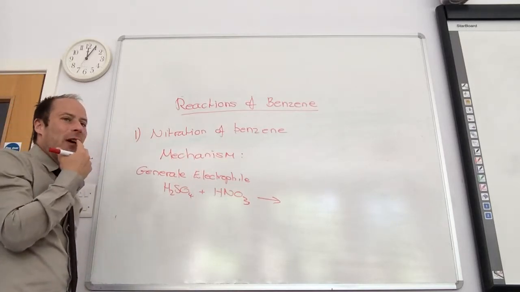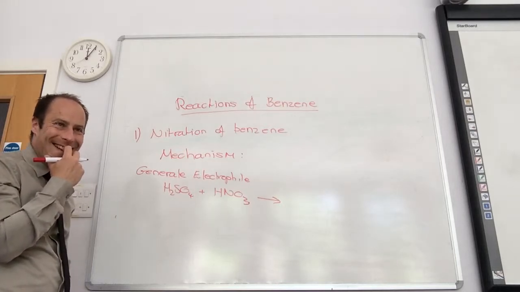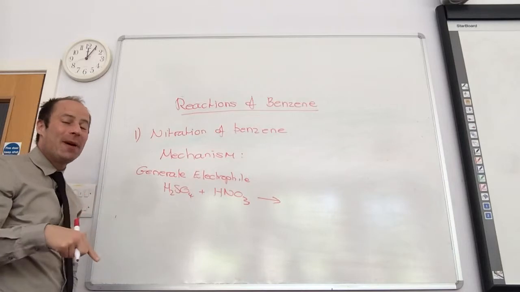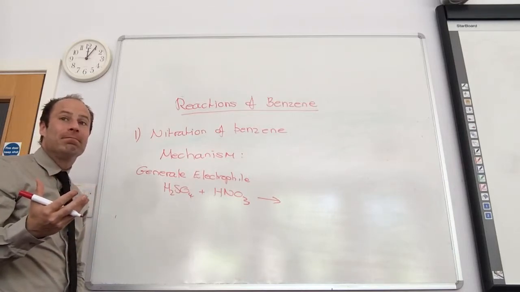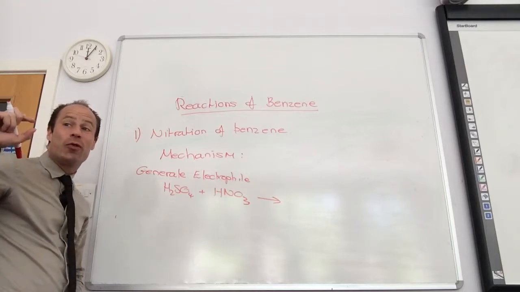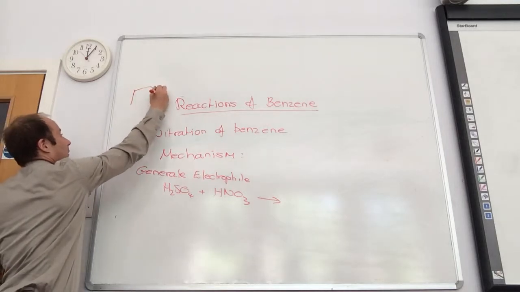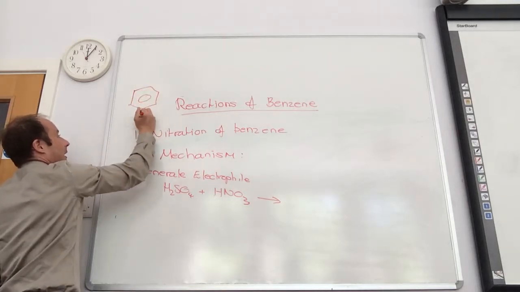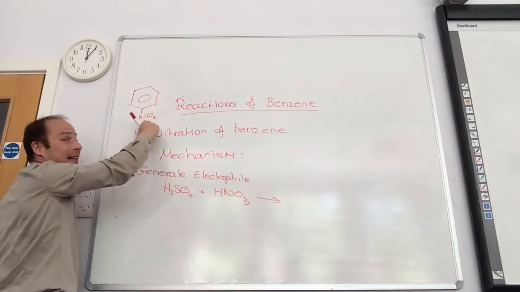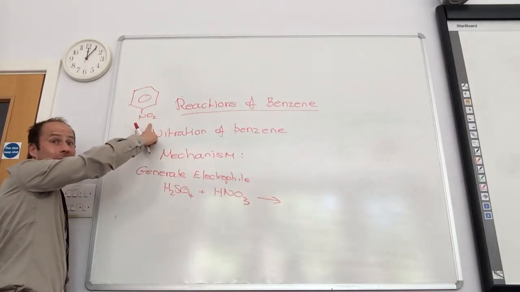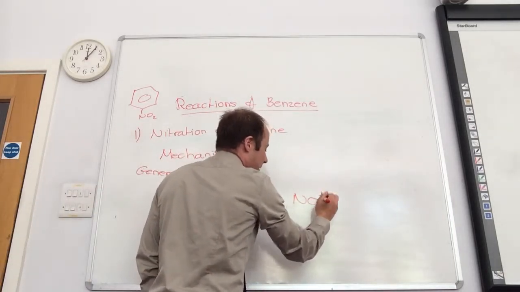If I'm making an electrophile, what charge is an electrophile going to have? Plus, yeah. If you go back to what we just did, what group have I added to benzene? It was NO2. So I need to add that. So that's my electrophile, NO2 plus.